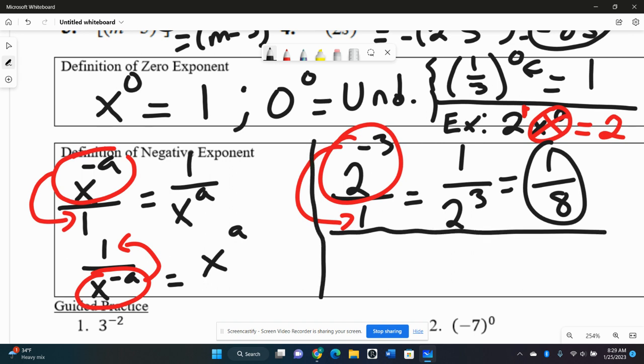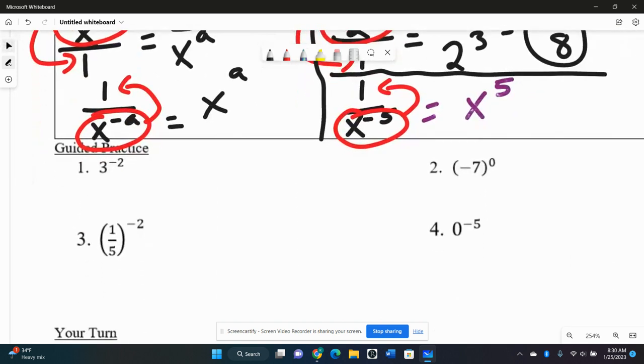Okay, let's say I have something like 1 over x to the negative 5. Oh, we see that negative exponent, so what do we have to do? We have to flip it to the top. So we have x to the positive 5 over 1. So those are the two rules we're looking at today. Let's look at a couple more examples.